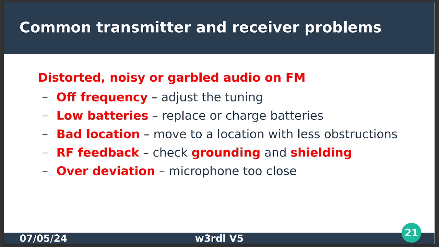Common transmitter and receiver problems: distorted, noisy, or garbled audio on FM. A lot of times on FM, it's off frequency, so you adjust the tuning to correct that. Could be low batteries, replace or charge the batteries. Bad location, and with FM, location is an issue. RF feedback, check grounding and shielding. If you build your own coaxes, look at those connectors, because sometimes that shielding can break loose if you don't have a little experience building them up.